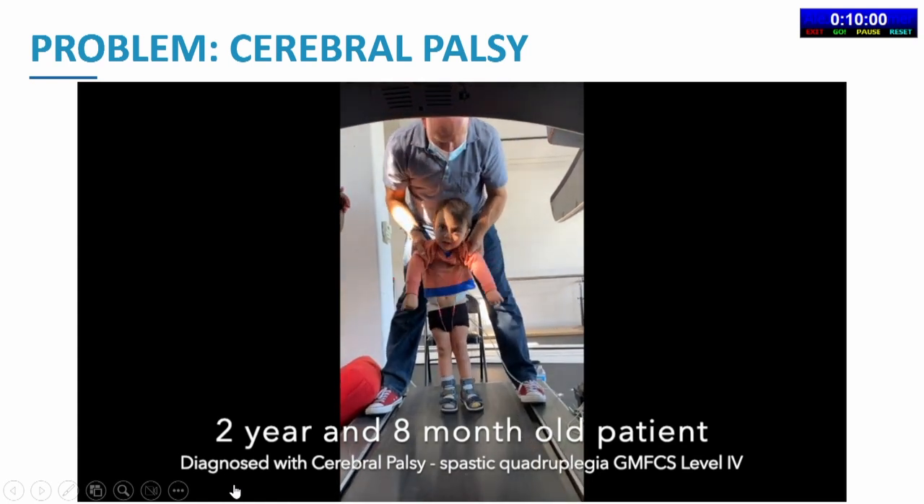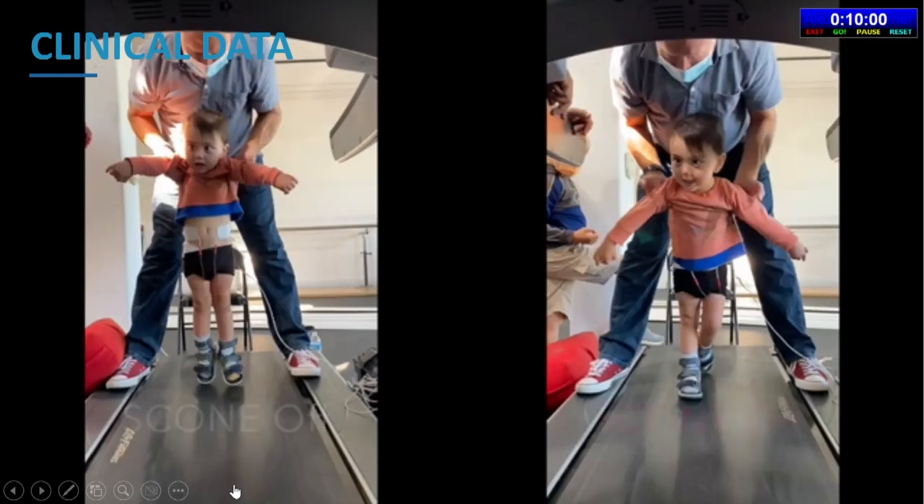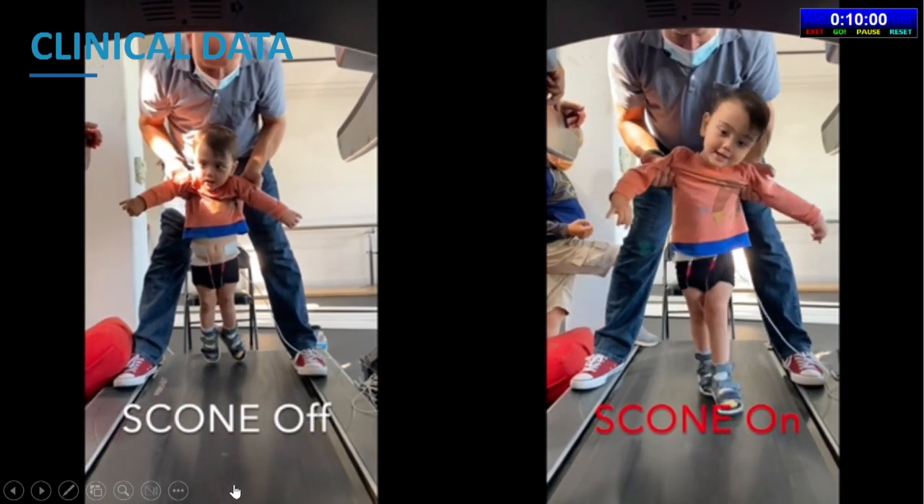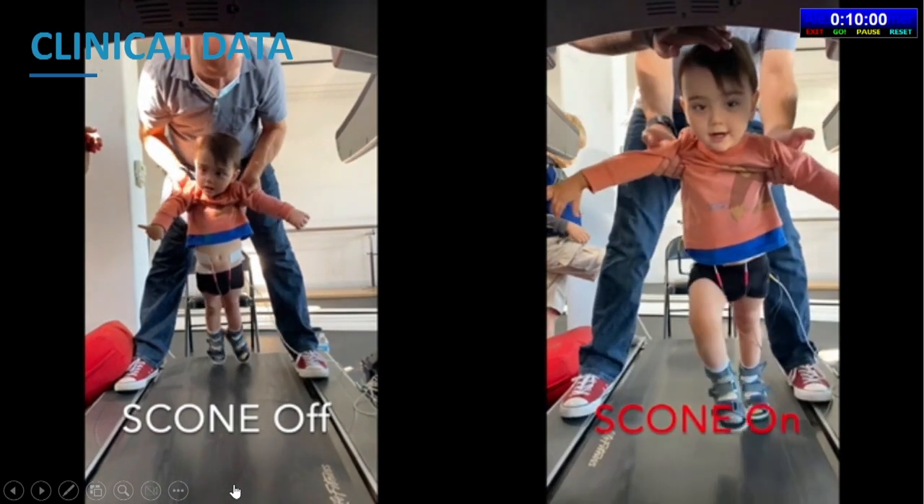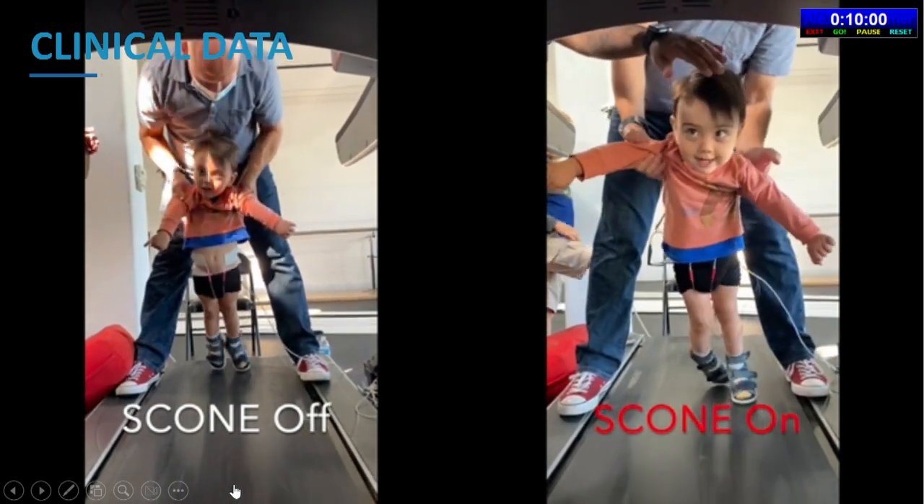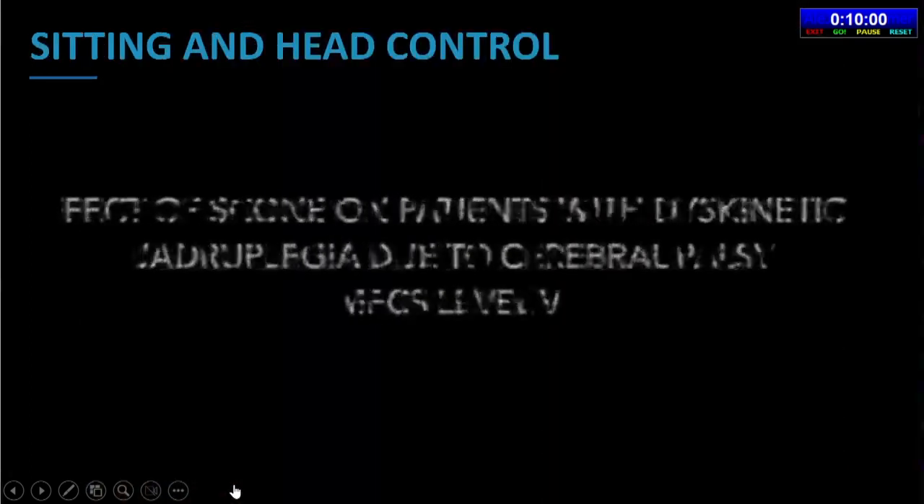Here's a child with level 4 CP attempting to walk on a treadmill, and on the same day when we delivered active stimulation over his lumbosacral spine, he's able to successfully take these steps. Again, the stimulation is not inducing any movements. The stimulation is only exciting his nervous system to a point where he is able to voluntarily take these steps.